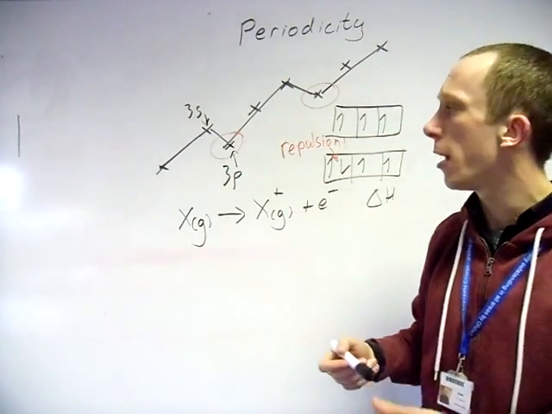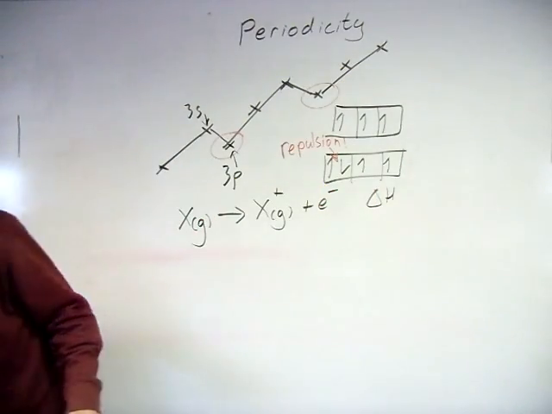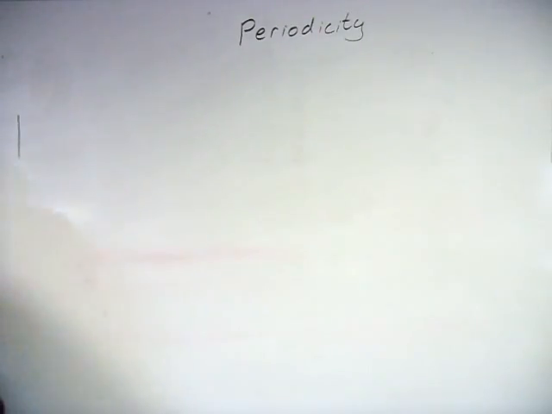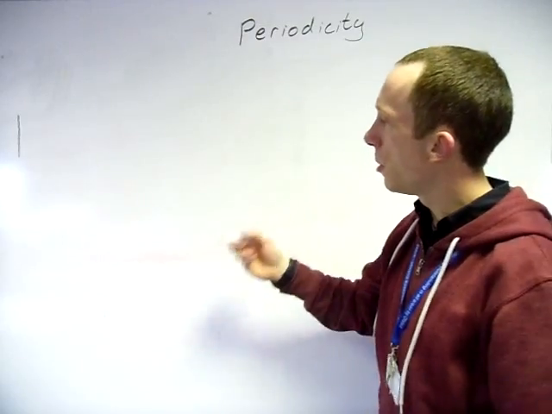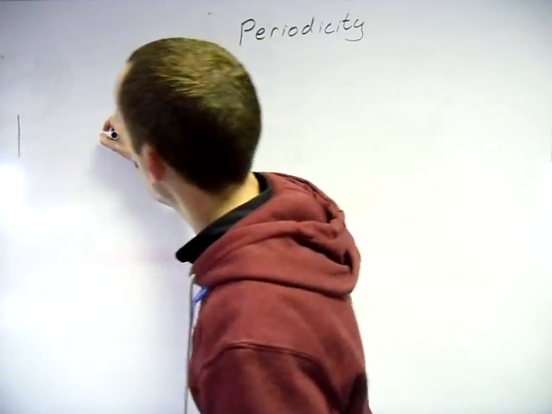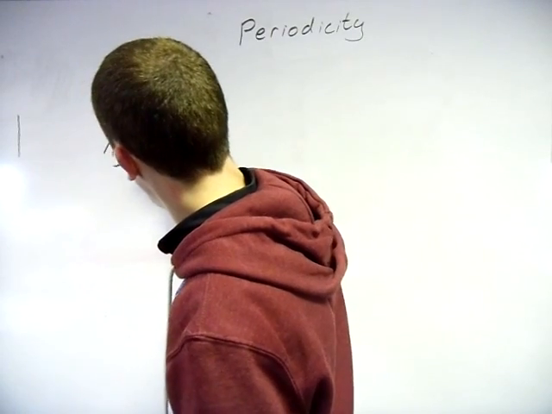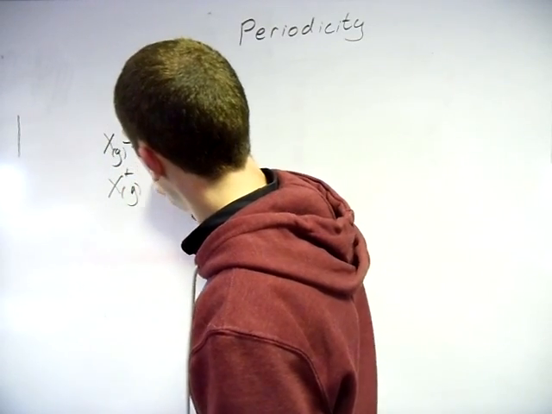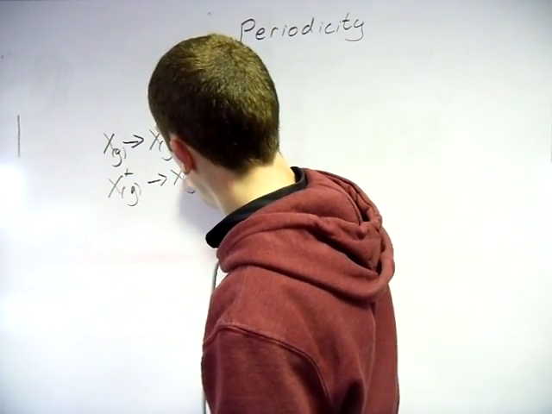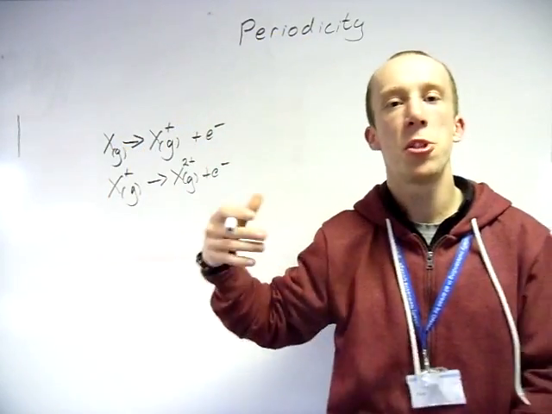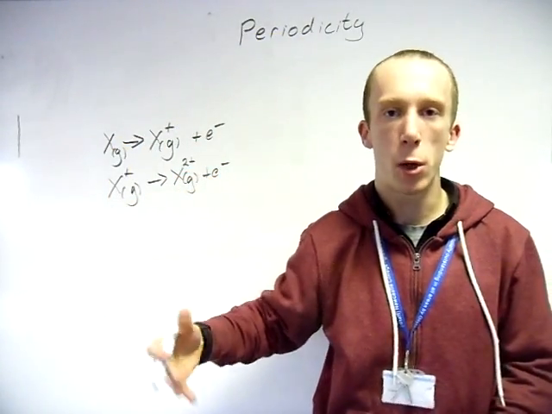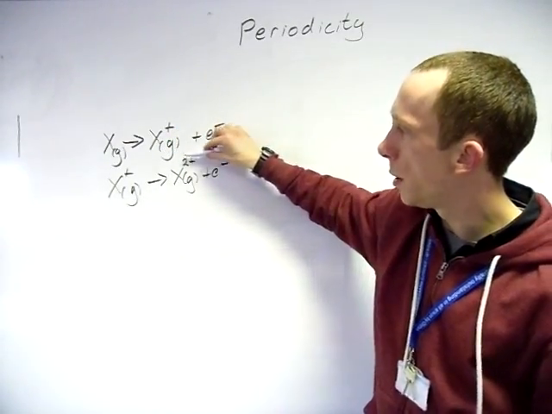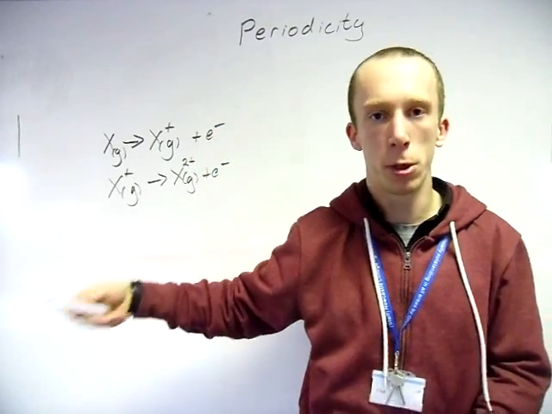Other questions which tend to get asked along these lines: trying to predict what group something's in. So they'll show you successive ionization energies. So ionization energy is a single step process, every time you smack one electron off. So this is first. Notice you finish with a 1 plus. Second, you finish with a 2 plus. Third, you'd finish with a 3 plus, and so forth.